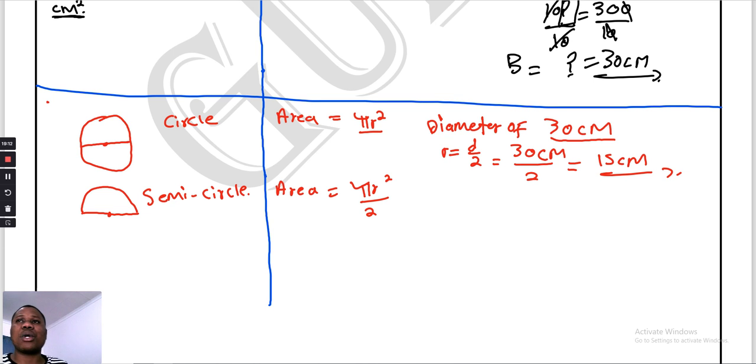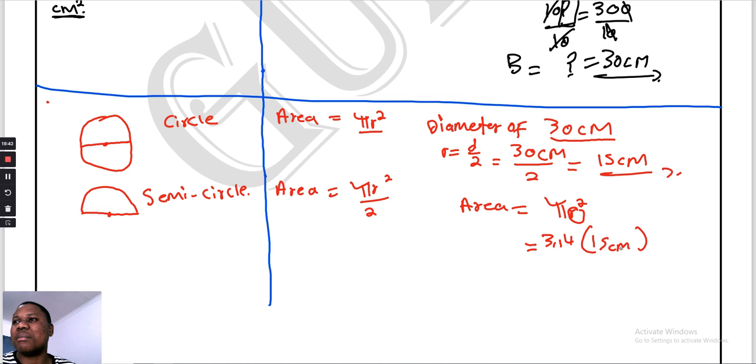Okay, now we're going to substitute, because we want to calculate the area of a full circle. Okay, so the area of a full circle says pi r squared. Now we're going to substitute, whereby our pi is 3.142. Now we're going to open the brackets, and then we need to know how much is our radius. Our radius is 15 centimeters. Then we are now going to square 15 centimeters. Then we're going to have 3.142.